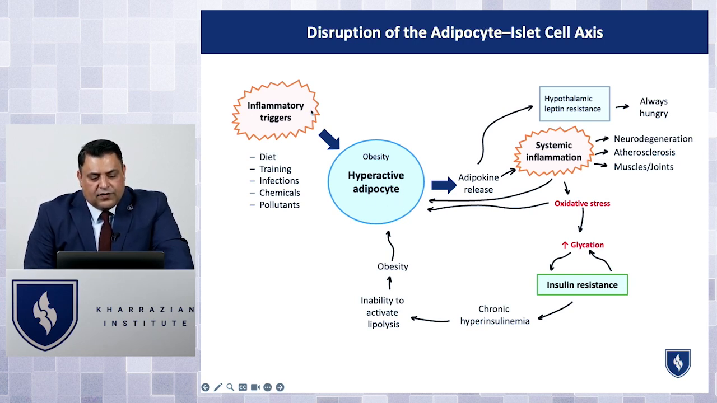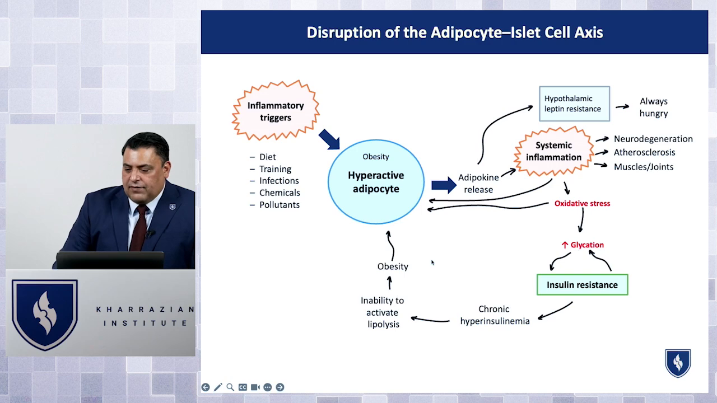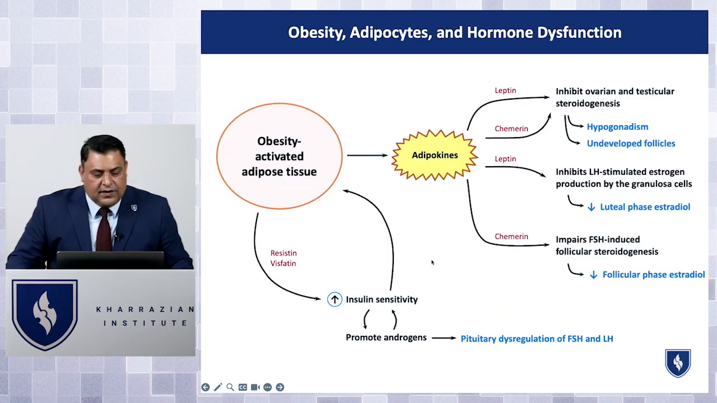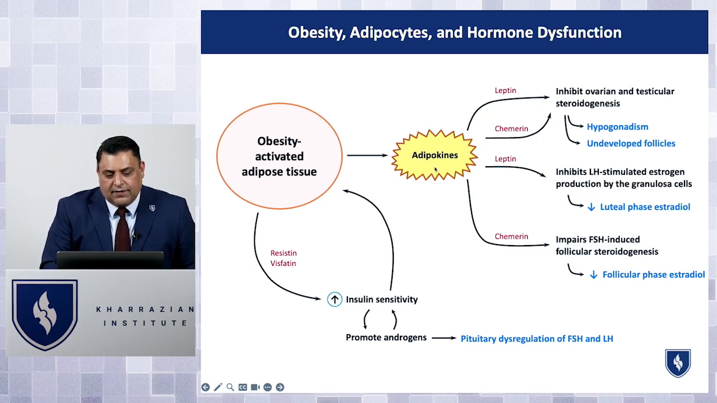So inflammatory triggers like diet, training, infections, chemical pollutants, they can turn on the adipocytes, and then these adipocytes release these adipokines, and they cause systemic inflammation, promote insulin resistance, and cause havoc all throughout the system. Here you're seeing an illustration of obesity-activated adipocytes, and you see these adipokines involved. And these pathways in males alone can cause hypogonadism.